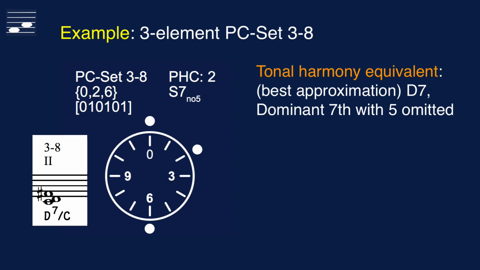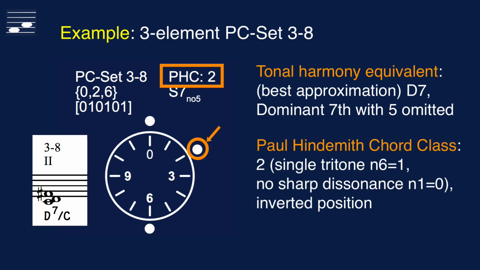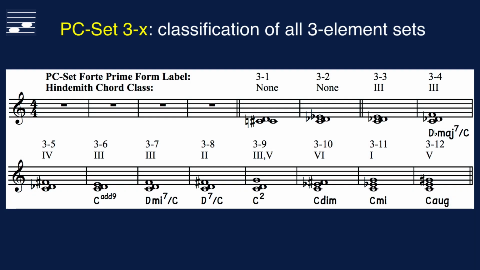Next, we may label the set as a Hindemith chord group. There's a single tritone in this chord, but it lacks the sharp dissonance of a minor second. Therefore, it is classified as a group 2 structure, in the subgroup of the inverted chords. We may repeat this for all 12 possible 3-element PC sets, the result of which is shown here in overview. The Forte prime form label is shown at the top, the Hindemith chord classification below.